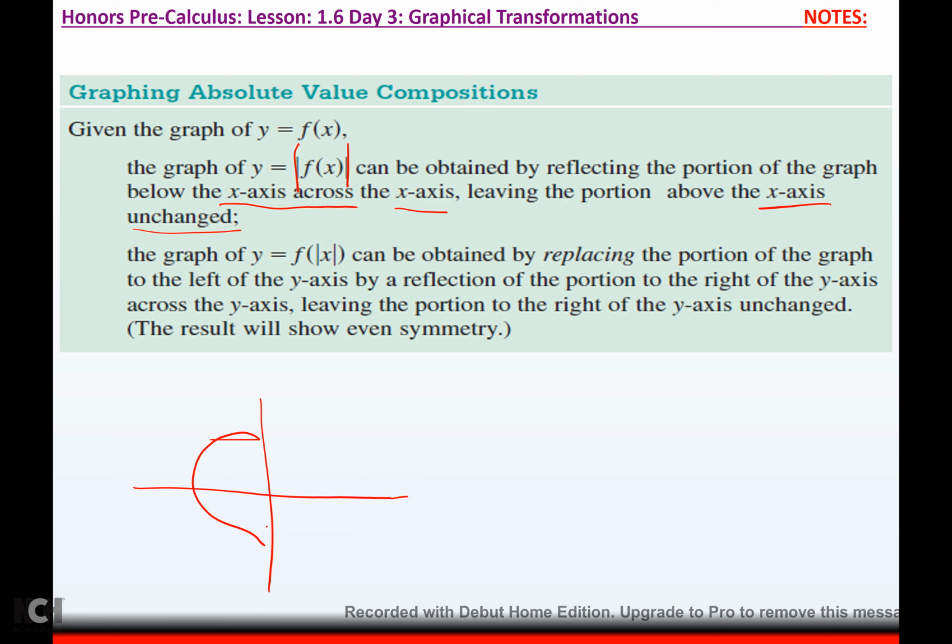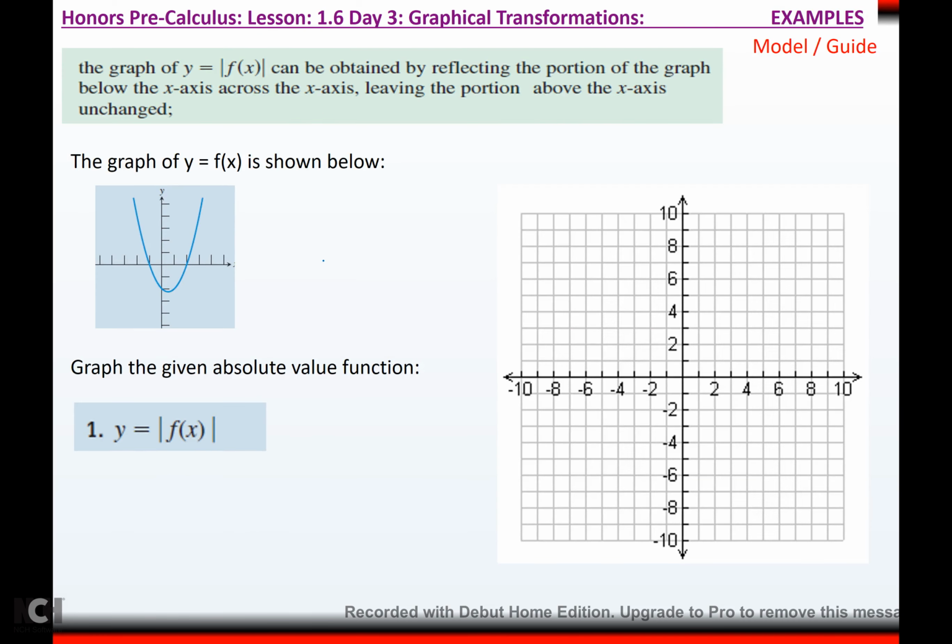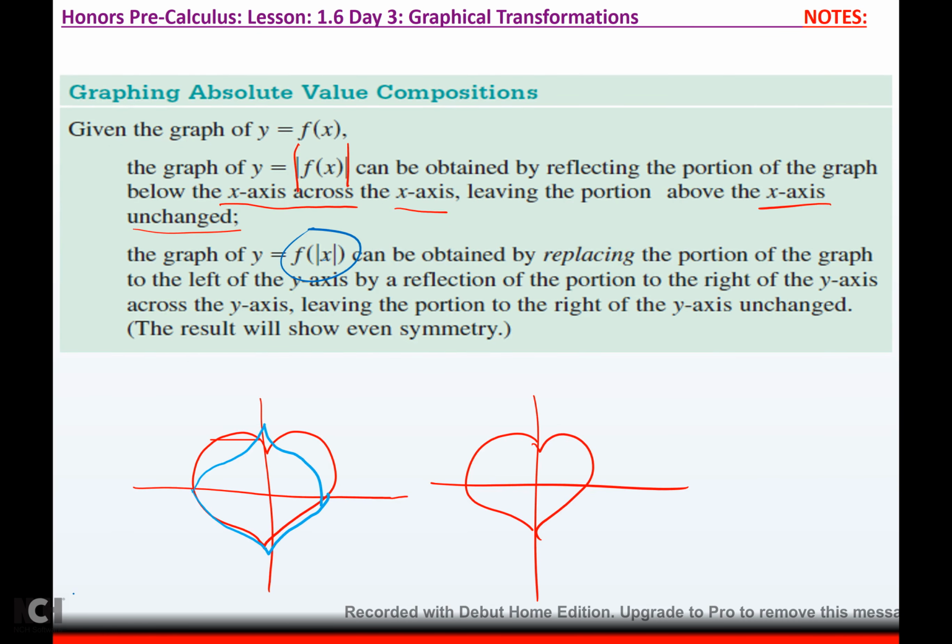So, let's see. I don't know if this is going to work. Let's say that I do this. Okay? If I'm taking the absolute value of that function, what it says is you take this portion below the x-axis and you reflect it up, which would be like that. If you do the absolute value of just x, it says you're going to replace the portion of the graph to the left of the y-axis. So you take this off and you reflect this side over, which would be like that. You kind of get the same thing back because I did an even function, but basically you take off the left side and then reflect this side over when the bars are on the inside.